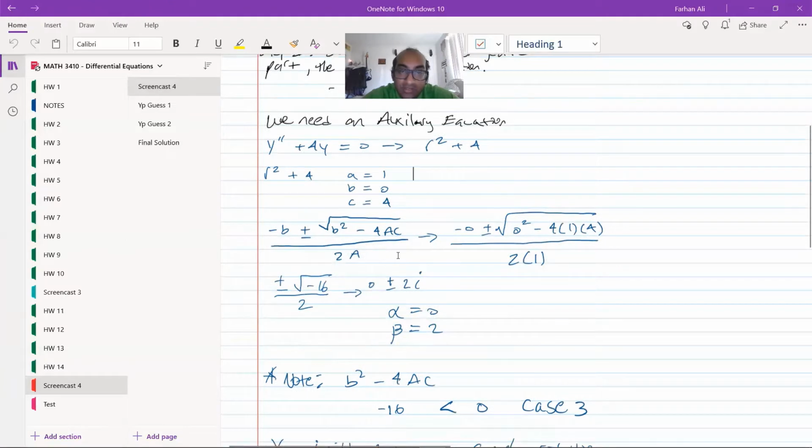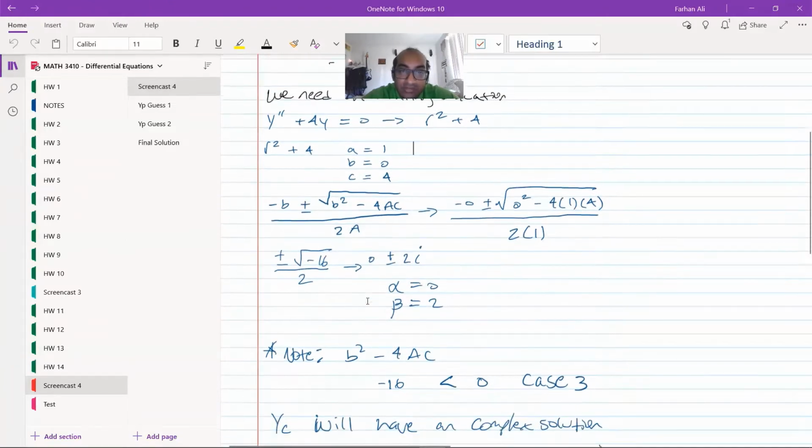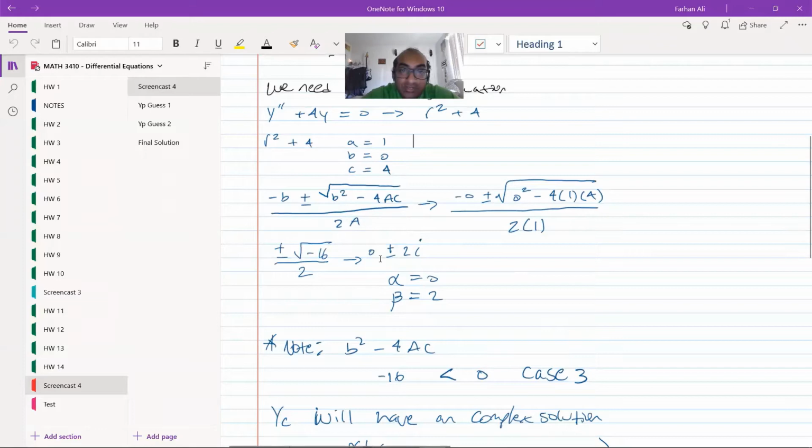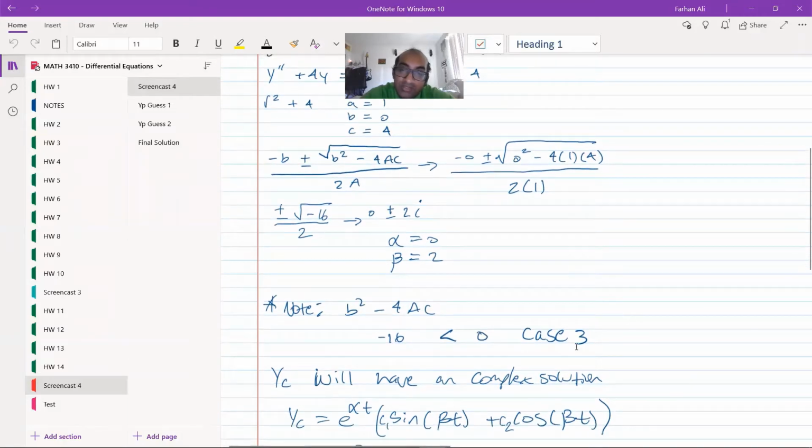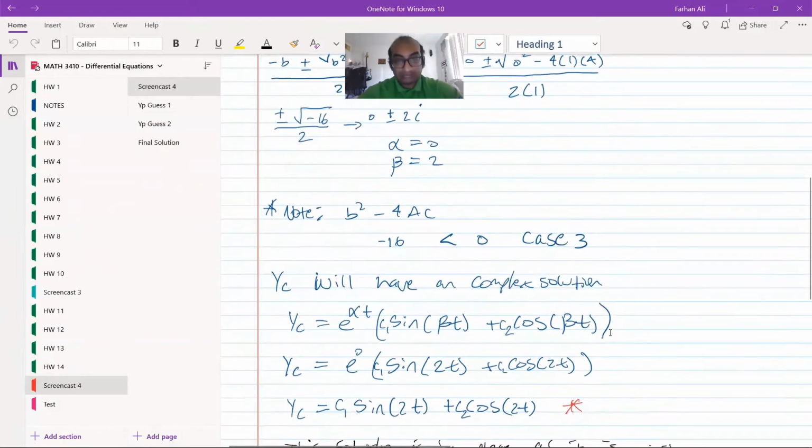We drop that into the quadratic formula, we'll solve for the r values, and we'll end up with 0 plus or minus 2i. We know alpha is 0, and beta is 2. So we know this is a complex solution, and that's going to be case number 3. We can confirm this by going back and looking at our quadratic formula. I noticed that b squared minus 4ac was negative 16. That's less than 0, so we know it's going to adhere to our case 3 guidelines here.